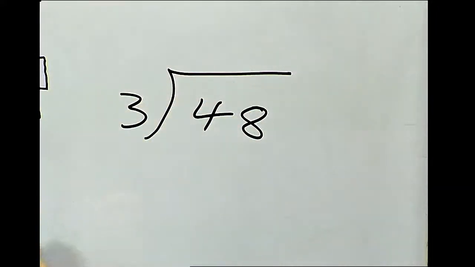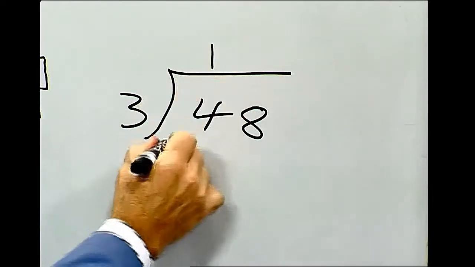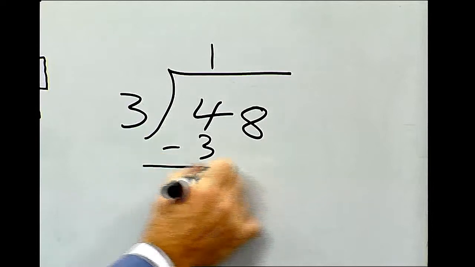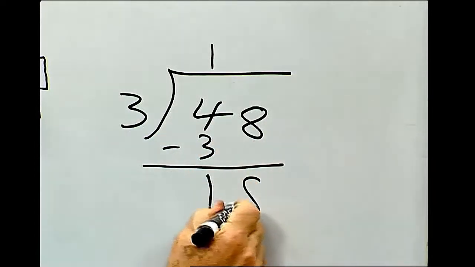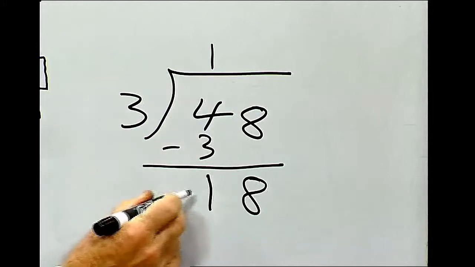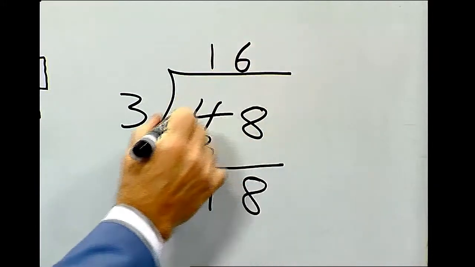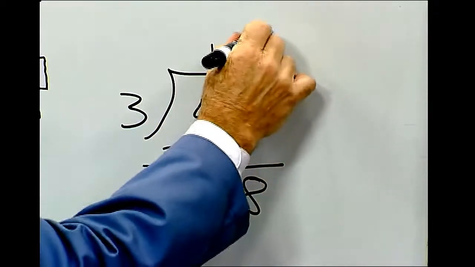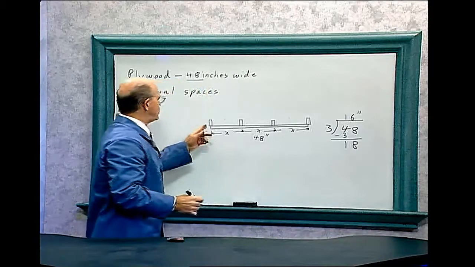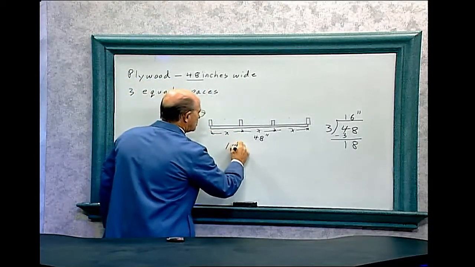divided by 3 equals, how many 3's go into 4? 1. 4 minus 3 is 1. Bring down the 8. How many 3's go into 18? Is 6. So 3 divided into 48 inches equals 16 inches. So between each joist is 16 inches.